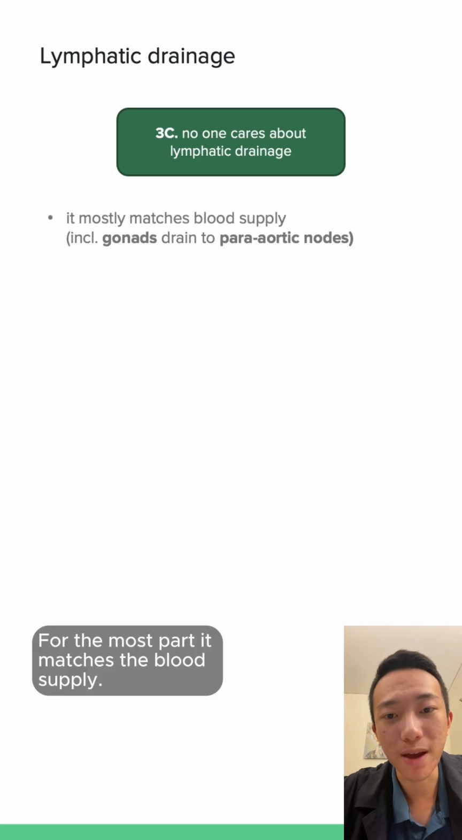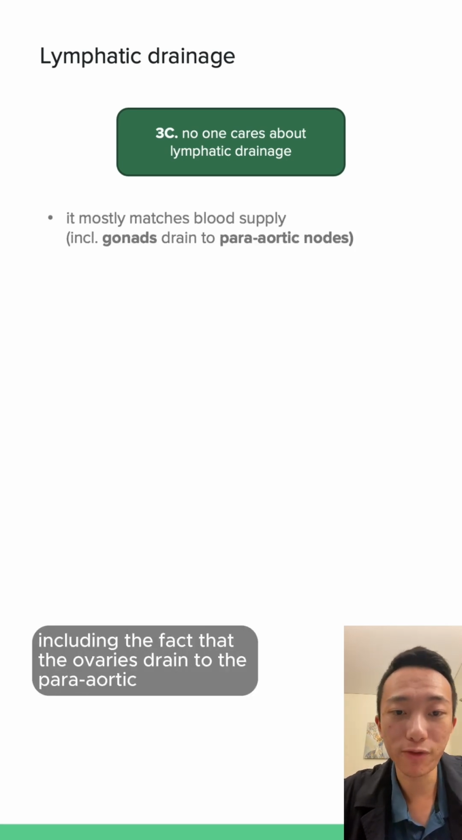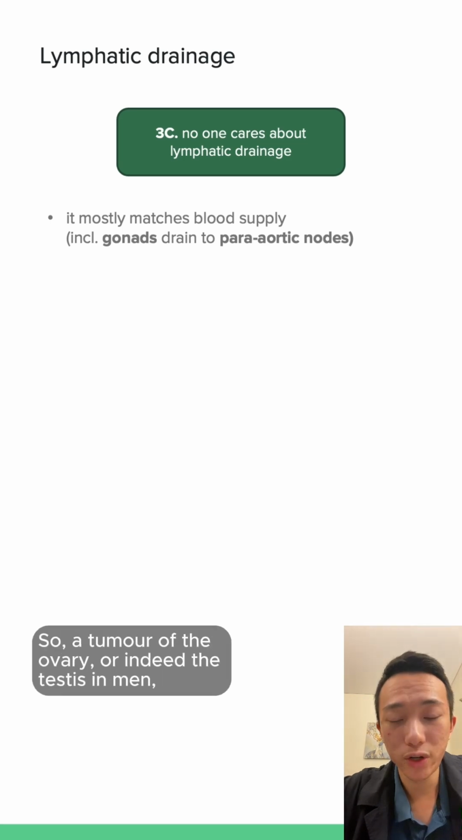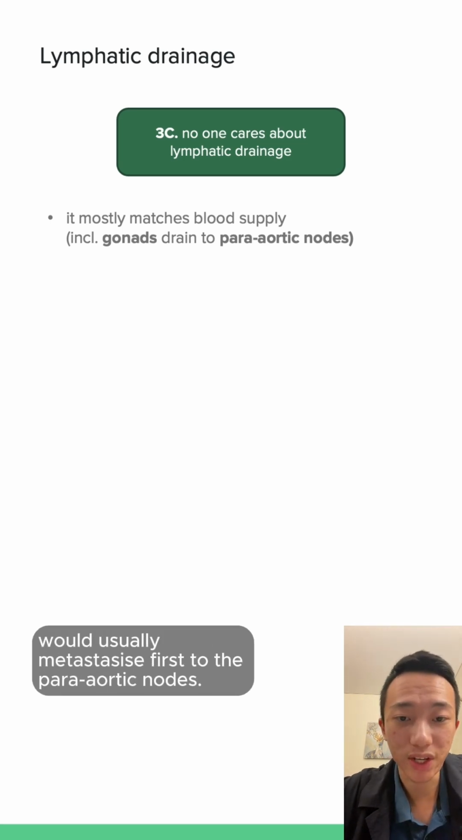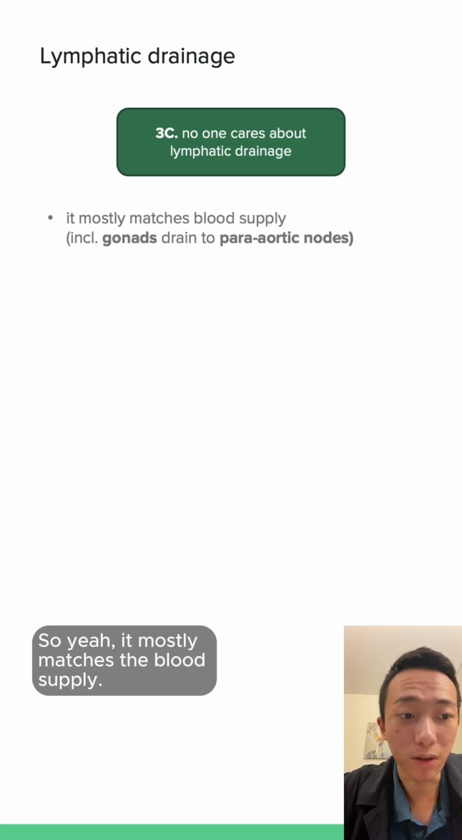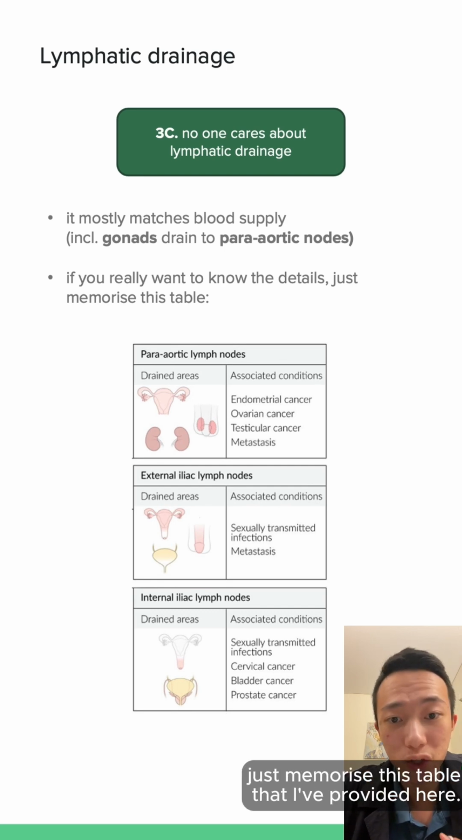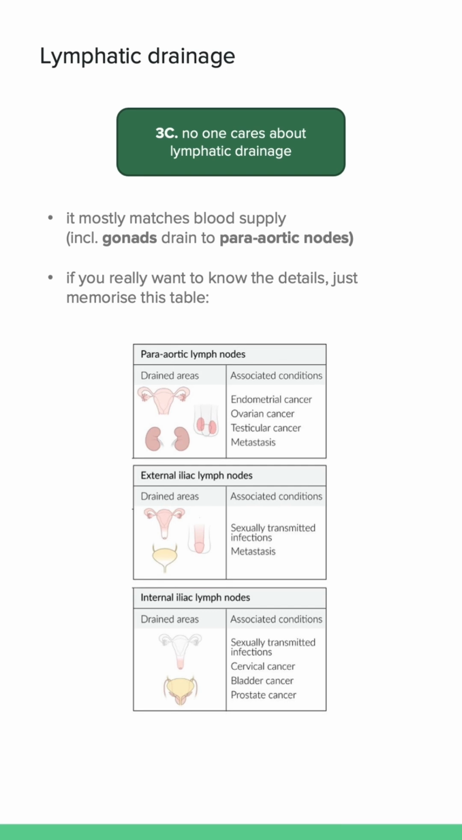For the most part, it matches the blood supply, including the fact that the ovaries drain to the para-aortic nodes in the same way that they're supplied directly from the aorta via the ovarian artery. So a tumor of the ovary, or indeed the testis in men, would usually metastasize first to the para-aortic nodes. So yeah, it mostly matches the blood supply. And if you really want to learn exactly what drains to where, just memorize this table that I've provided here.